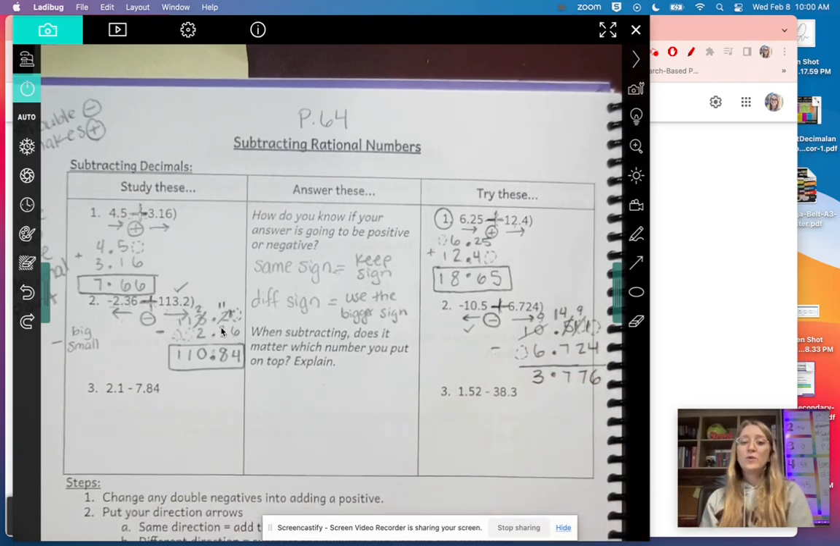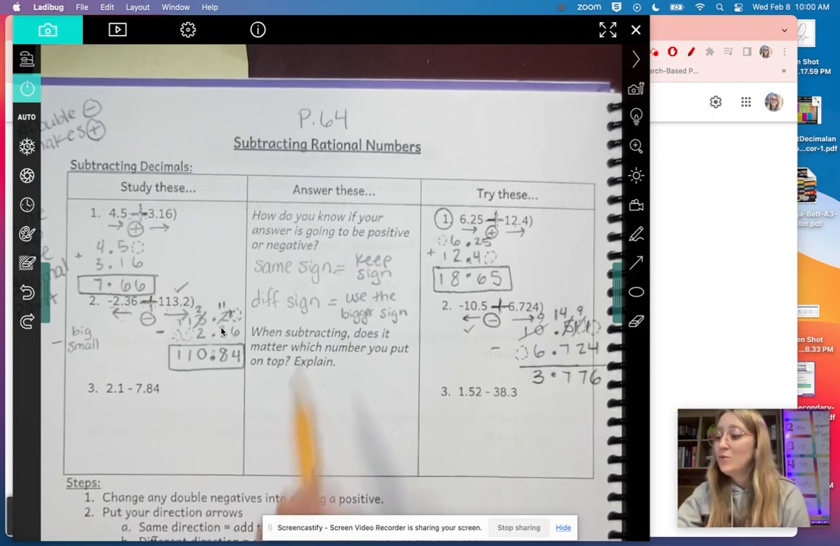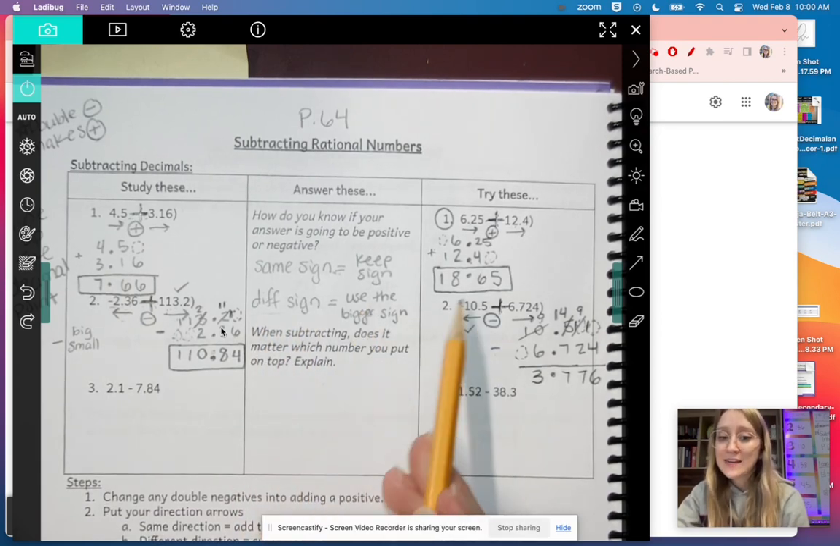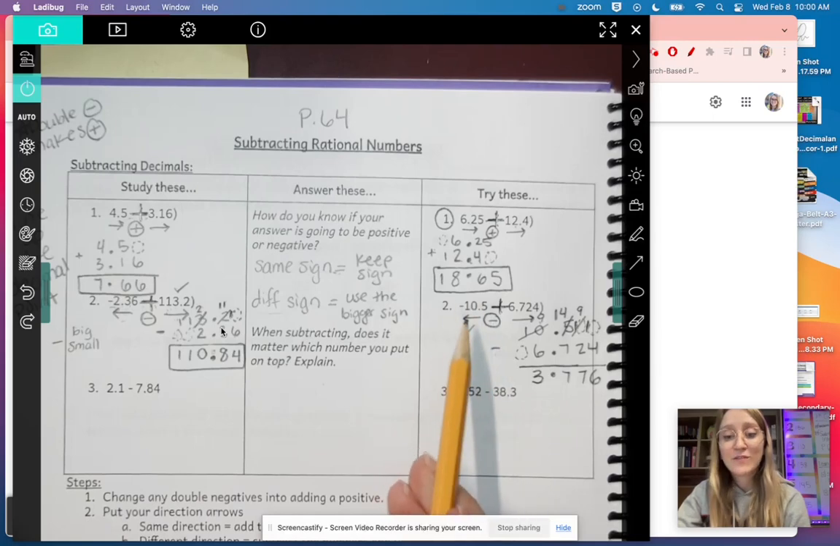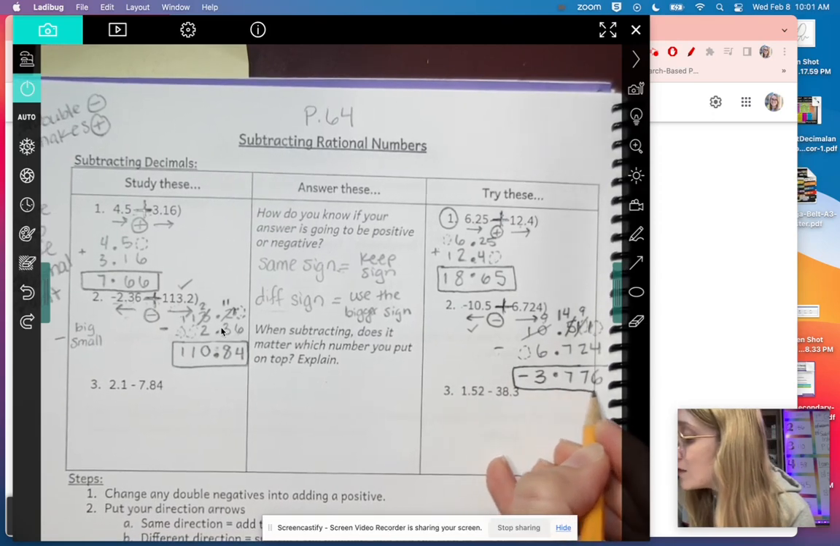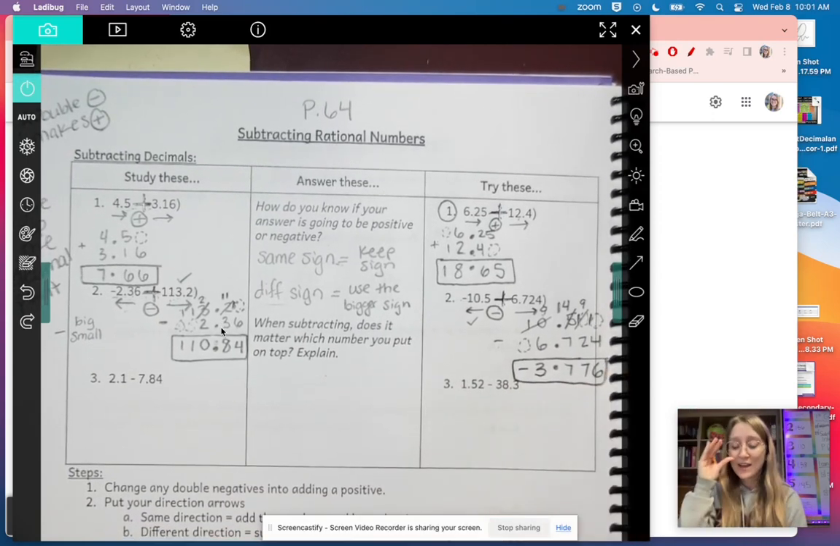Now you could be thinking we're done, but remember we've only done the one piece of bread on our sandwich. We need to do the other. Think of signs first, think of signs last. What sign am I going to use in my answer? We've already established that different signs, you are going to use the bigger sign. We said negative 10.5 is the bigger value here, so our answer should be negative. That's a big mistake I saw on the quiz, was we just forgot to go back and put our sign in our answers. Don't forget your sandwich. Negative 3 and 776 thousandths.